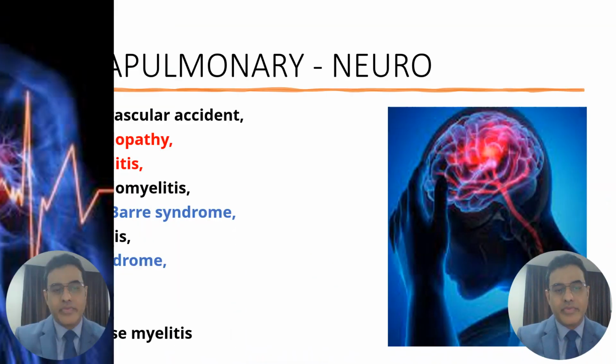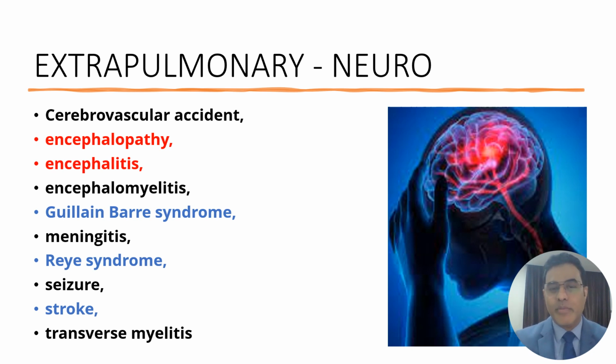The next common are neuro complications. Post-viral encephalitis and encephalopathies are very common, especially in elderly people. Guillain-Barré syndrome we see very rarely, but it does happen post-influenza. And worsening of stroke and worsening of seizures are all very common complications in neuro patients.